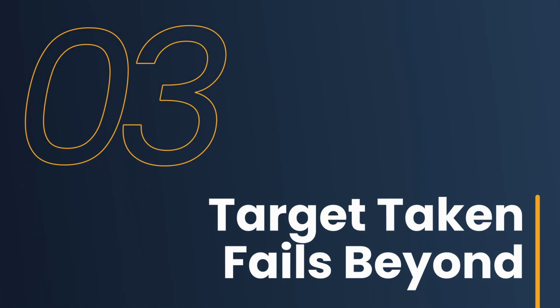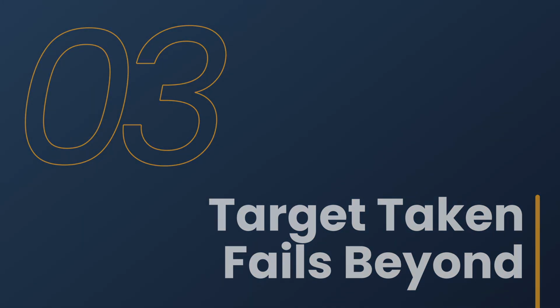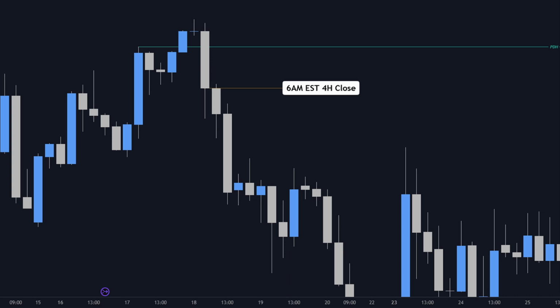Scenario 3 occurs when price takes the daily target but fails to hold beyond it, closing back inside the range. Using the same example, if price takes out the previous day's high but closes back below it, that signals a bearish bias regardless of what the 6 a.m. candle bias is. As long as price closes back below the previous day's high in this example, the bias will flip to bearish. There are a couple of important details to keep in mind though.